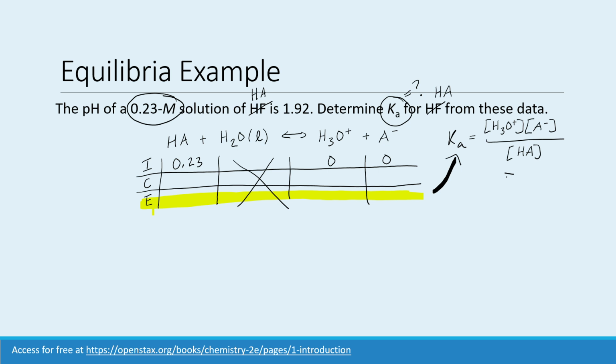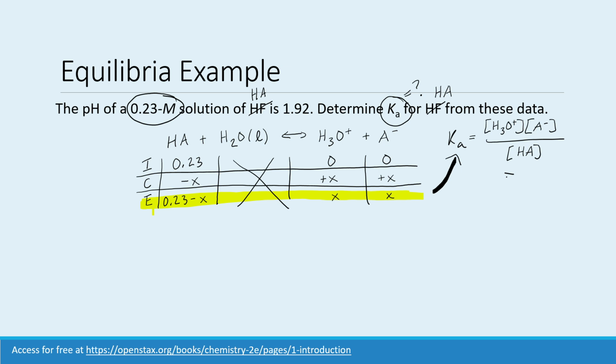Because all the coefficients are 1, and we don't see any coefficients in front of any of our reactants or products, we know that the change will be minus X on the reactant side and plus X on the product side. So at equilibrium, the weak acid will be 0.23 minus X, and for both of our products, it will be X and X.